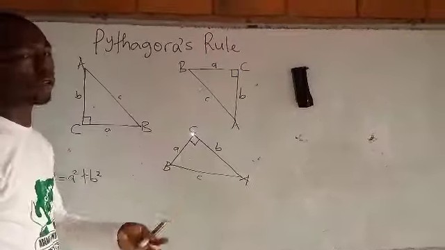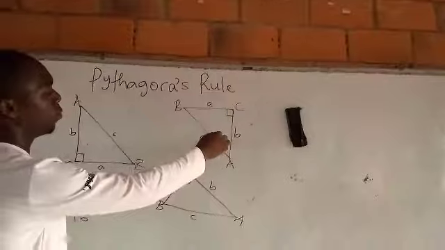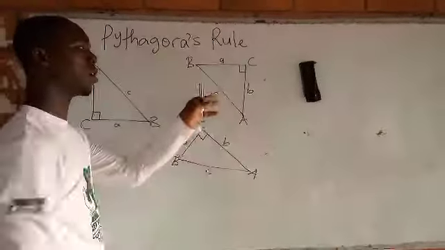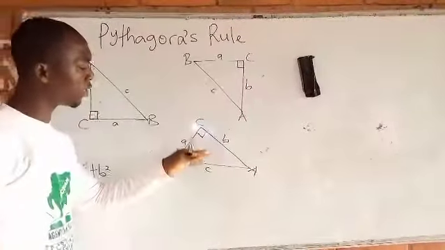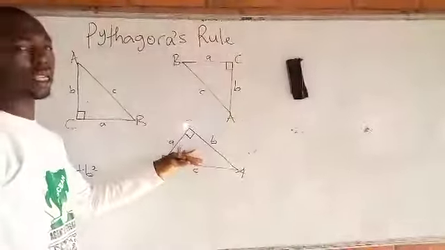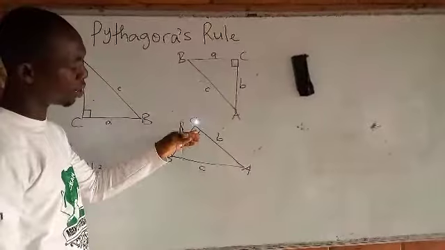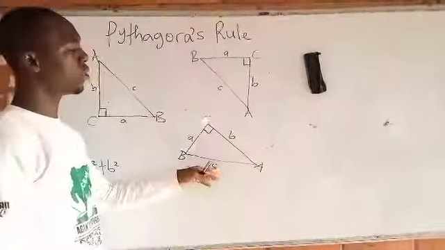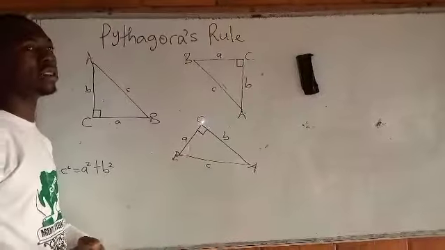It can come in any form. We have another one in this form. This is angle 90. This is the side facing angle 90. So this is our hypotenuse. Then we also have another right angle triangle here. This is angle 90 degree. The side facing the angle 90 degree is the hypotenuse. So it is usually the longest side.